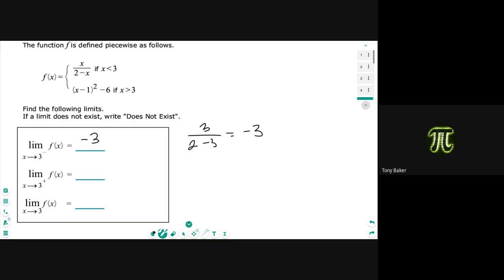What about x equals 3 from the right? First or second equation? Second equation. Now, as crazy as this is going to sound, if I change those to 4s, it'd both be the second equation. So don't always make the assumption you're doing one equation to the other equation. Actually look at the domain restrictions and make sure that it's actually the spot where it is breaking and using both. So I have 3 minus 1 squared minus 6. So 4 minus 6 is -2.